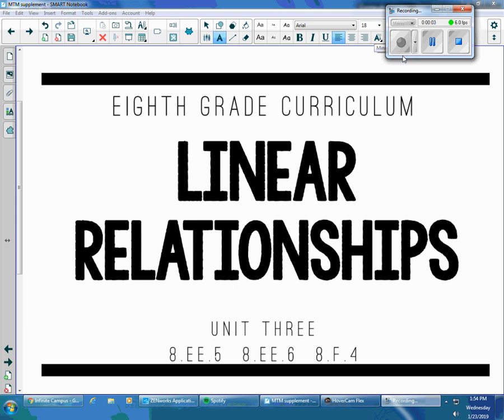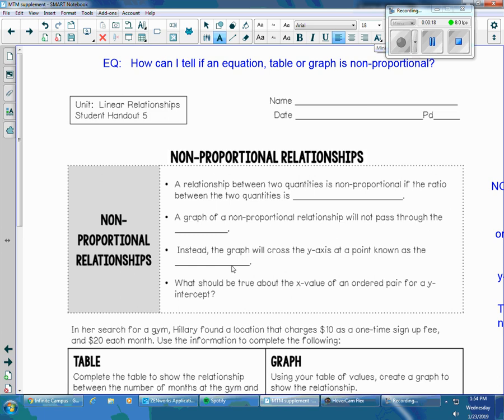This is Module 4, Linear Relationships. We are in the supplemental packet that has the front cover that says 8th grade curriculum, Linear Relationships. This is a lesson on non-proportional relationships. So what I'd like you to do is open in your packet to the page that looks like this.